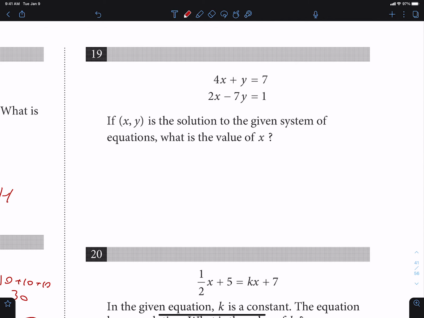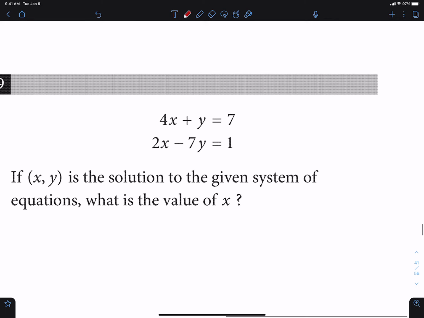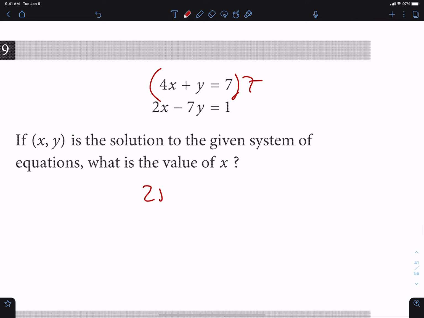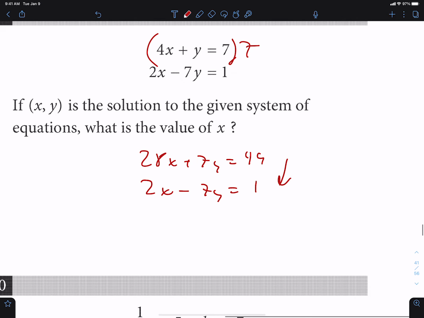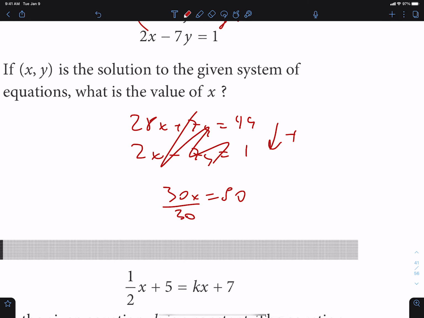x, y is a solution to the given system of equations. What is the value of x? Okay, I'm going to multiply this side by 7 so I can use elimination. So I'm going to get 28x plus 7y equals 49, and 2x minus 7y equals 1. And then I'm going to add down, eliminate. These are going to cancel, so I get 30x equals 50. Divide by 30. x is going to equal 5 over 3. That's going to be our answer.